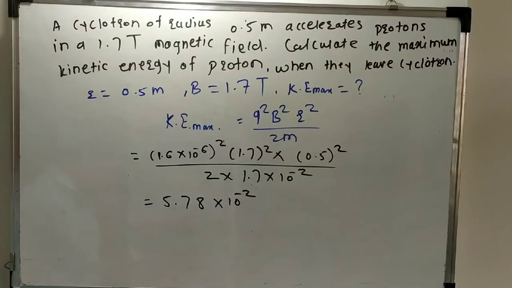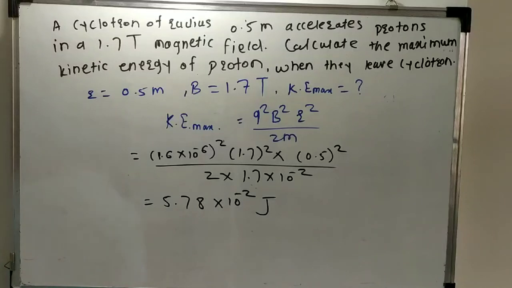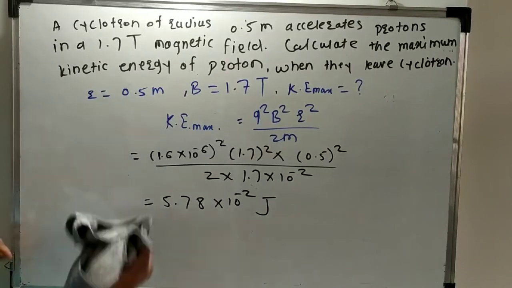So this is a kinetic energy. So we can write the unit as a joule. So this is the numerical which is completely based on the maximum kinetic energy of the charged particles when they are accelerating outside the cyclotron. Next numerical. Now we proceed for the next numerical.